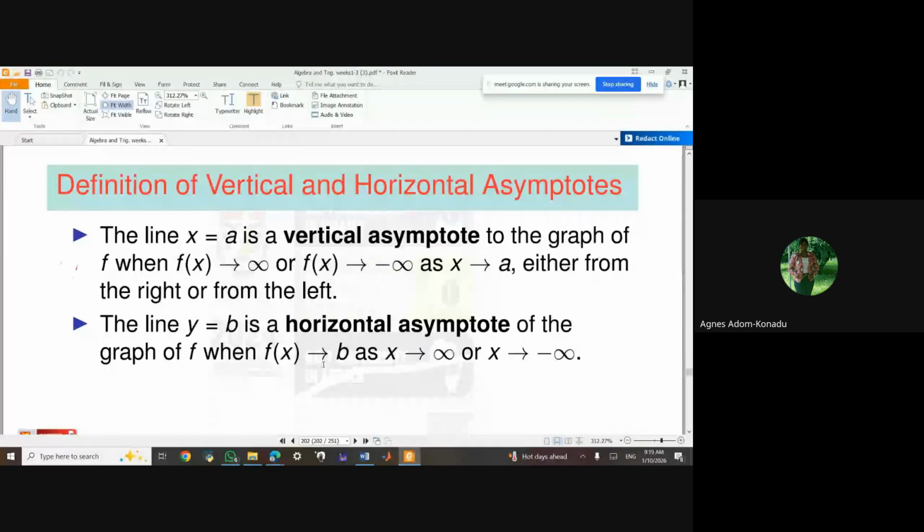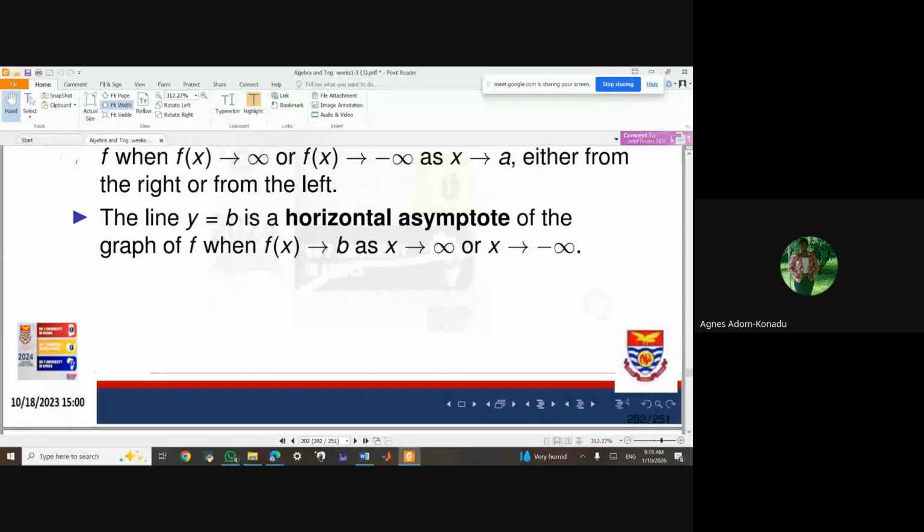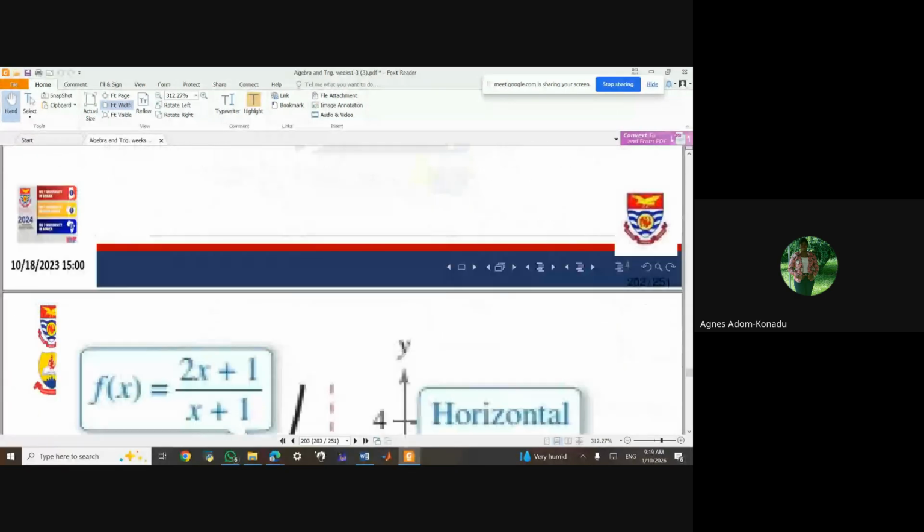Okay, so it says that the line x equal to a is a vertical asymptote to the graph of f of x when f of x approaches infinity or f of x approaches negative infinity as x approaches a, either from the right or from the left. And the horizontal asymptote is the line y equal to b, where f of x approaches b as x approaches plus or minus infinity.